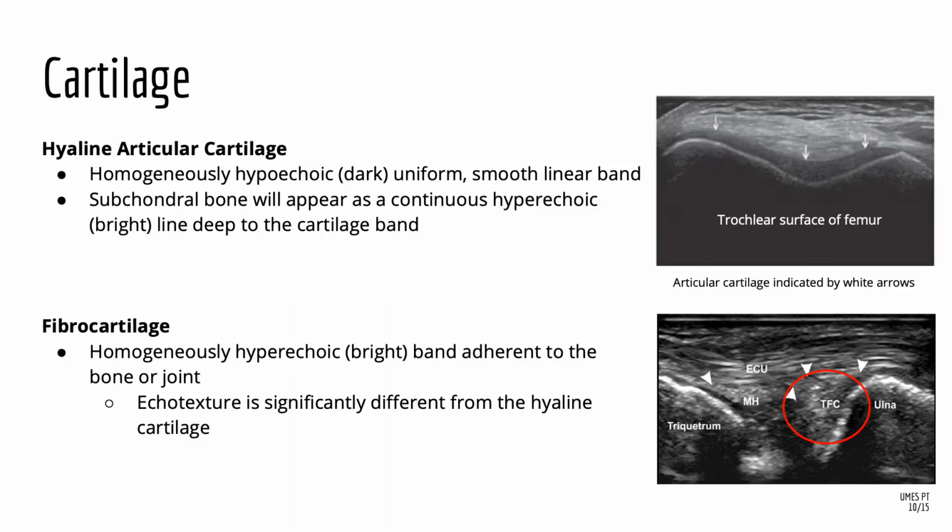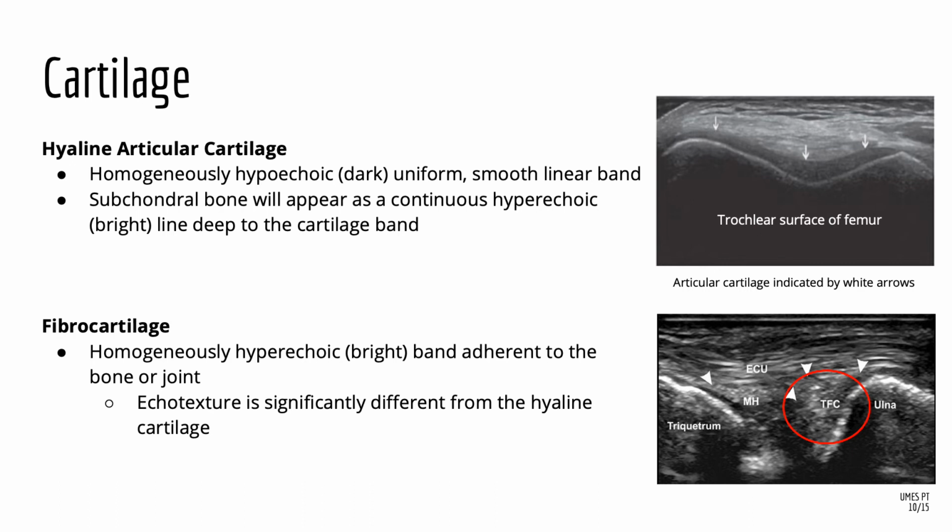Now we're going to cartilage. You have hyaline articular cartilage, and then you have fibrocartilage. So the articular cartilage is homogeneously hypoechoic, so dark, it's a very uniform linear band, and of course it's going to be on top of bone. So the subchondral bone will appear as a continuous hyperechoic bright line deep to the cartilage band. And you have the picture on the right that shows the trochlear surface of the femur, and the articular cartilage is indicated by the white arrows. And you can see that it's smooth, uniform, and the bone is underneath.